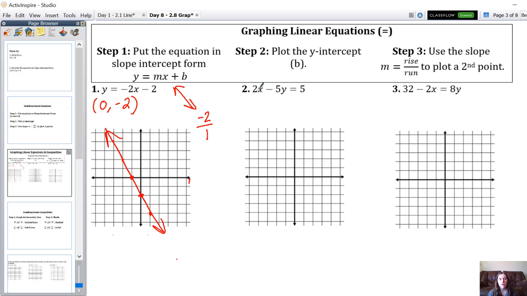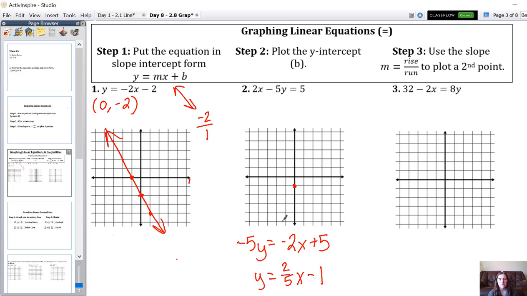Number 2, we've got 2x minus 5y equals 5. This is not in slope-intercept form, so we need to put it in slope-intercept form. I'm going to start by moving over that 2x. So we have negative 5y equals negative 2x plus 5. Then we'll divide by negative 5. Y equals 2 over 5x minus 1. So our y-intercept is where x is equal to 0. That's just this number at the end. That's our value of b. So we go down 1 from the origin.